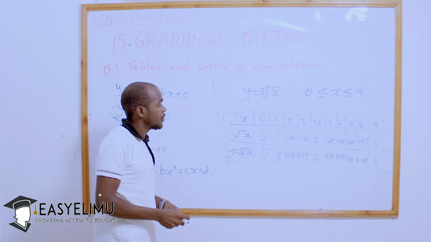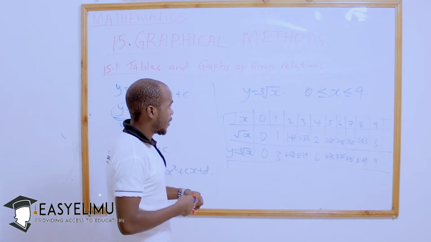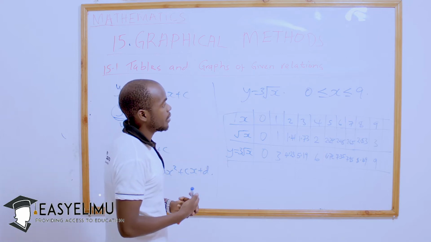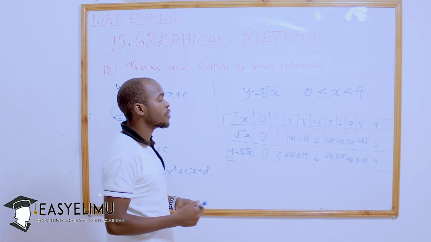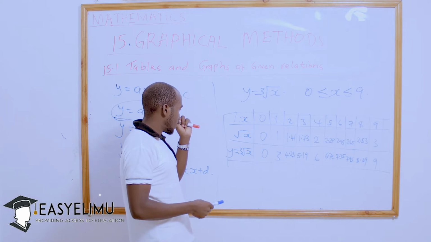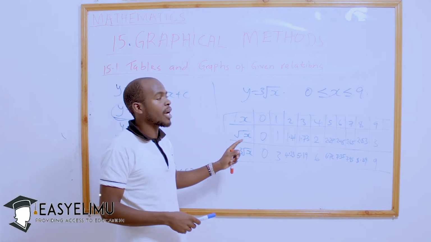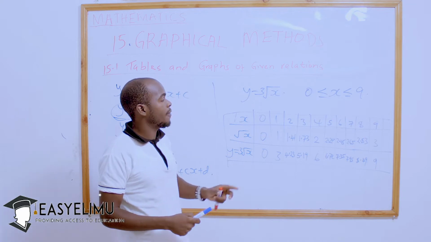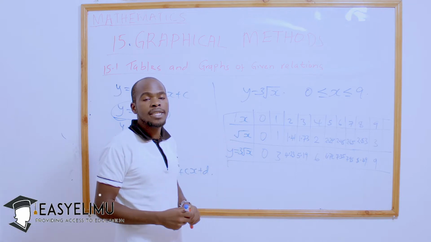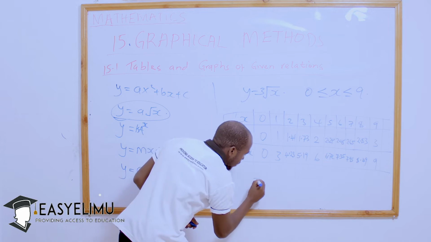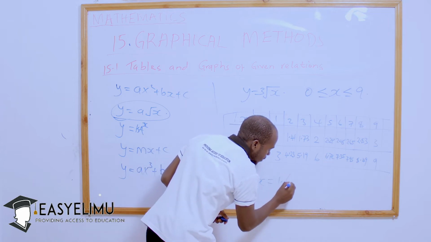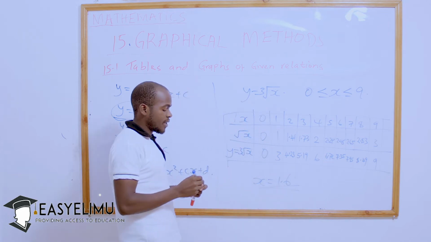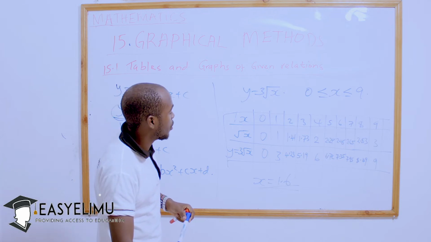That is what we have. Our function, we were given that, and the question was to construct a table and then draw a graph of y equals 3 root of x. After drawing the graph, find y when x equals 1.6. So that is the question we needed to tackle.